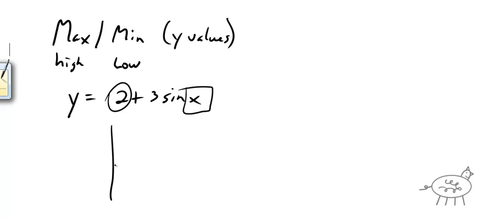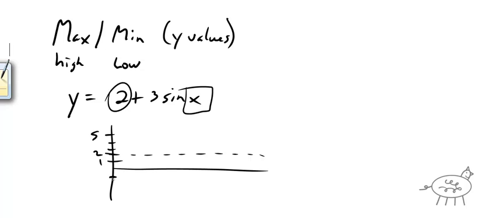Do you guys agree that this is our vertical shift? So we go up 1, 2, and we draw a vertical shift, and that's 2. And then 3 is our amplitude from that vertical shift. So if this is 2, I'm going to go up 1, 2, 3 higher. So 2, 3, 4, 5, and down 3. So 2, 1, 0, negative 1. So it's going to go as high as 5 and as low as negative 1, and that's our max and min. Okay, so max is 5 and min is negative 1.